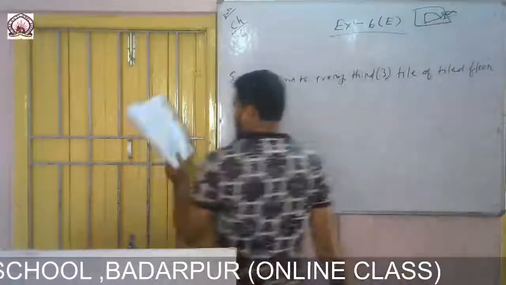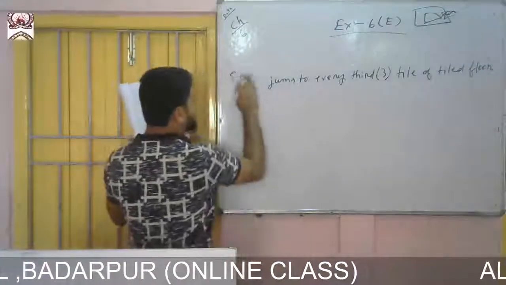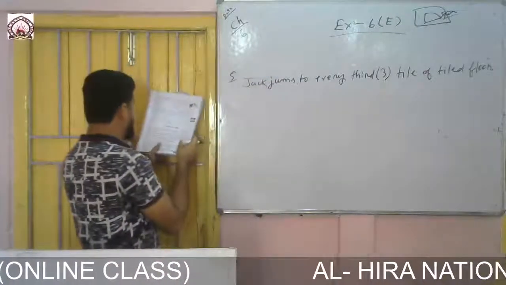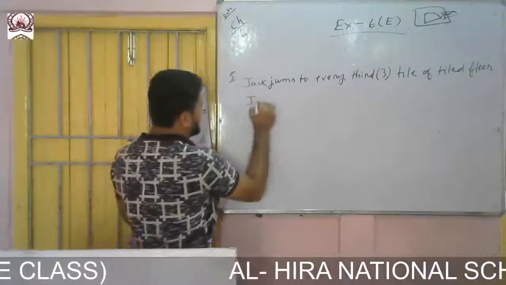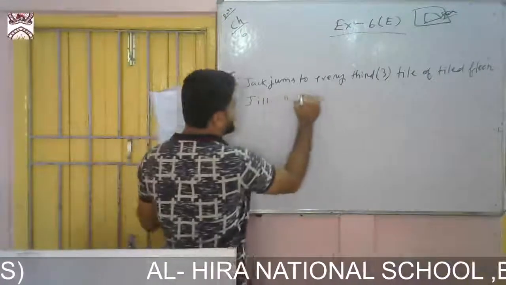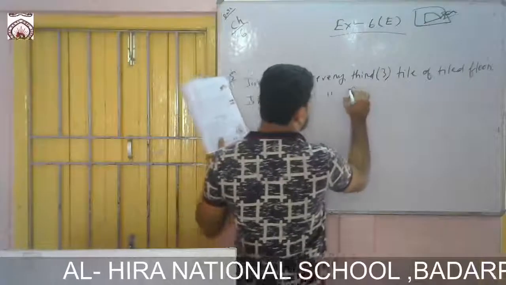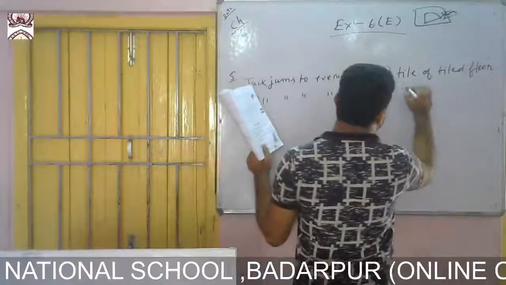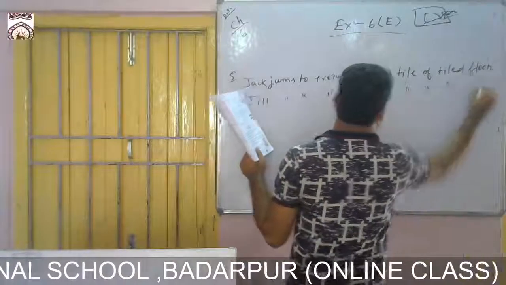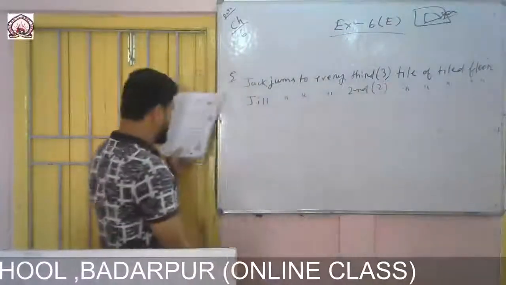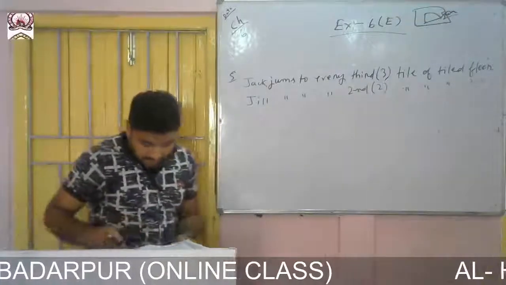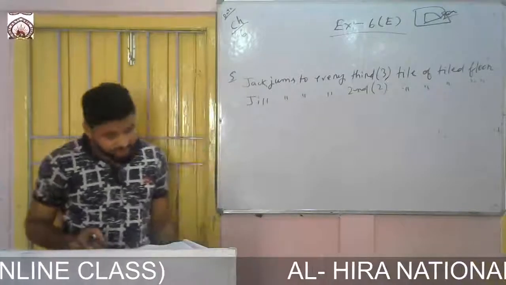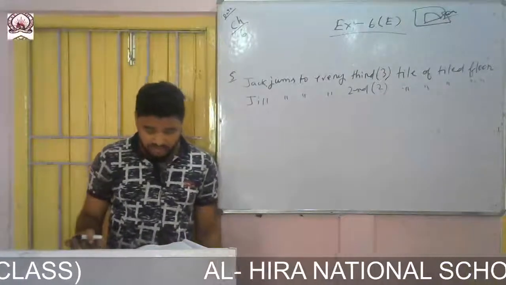Okay. And this one is Jack, J-A-C-K. Now what? Jill jumps to every second, that means 2, tile of the tiled floor. Okay. Now the question is asked, what? Which is the first tile on which both land together?